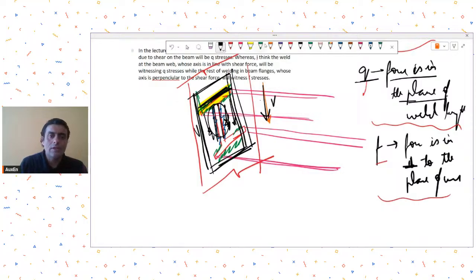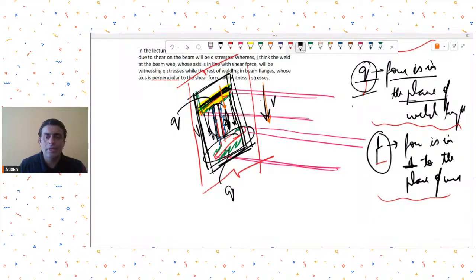So once again, if you see the shear force that is acting, it is acting in the plane of the weld length. That's why the welds which are connected to flanges, we will call them Q stresses as well. And for this bottom flange also, the welds will be called as subjected to Q stresses. So understand this point clearly, that Q and F are classified or differentiated on the basis of whether they are in plane or out of plane. It's not whether they are along the weld length or perpendicular to weld length.